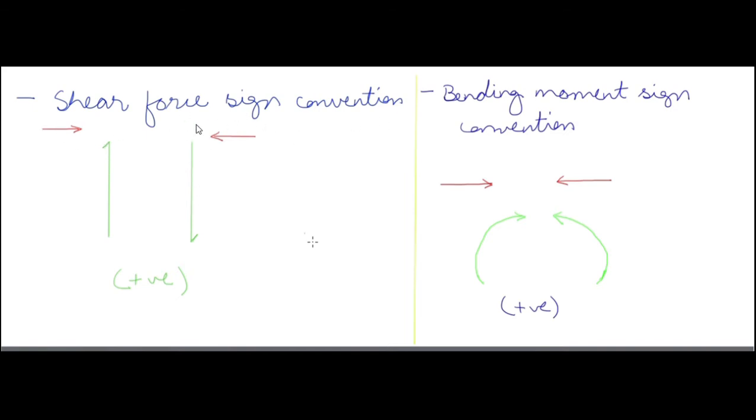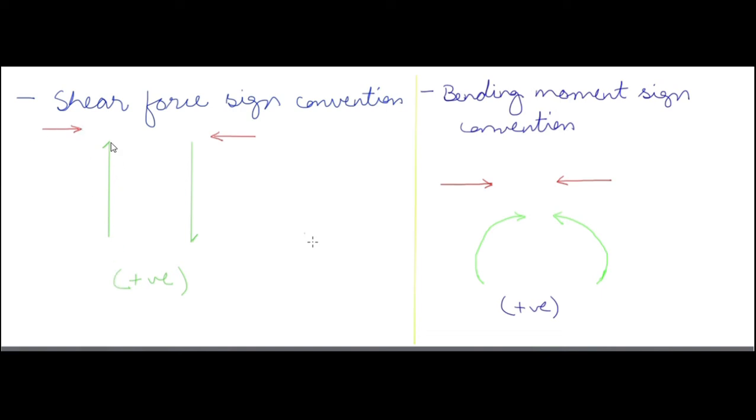So downwards from the left is positive, and if you are considering from the right, then upward shear force will be positive. This is the sign convention for shear force: from the left downwards is positive, and if you are taking from the right, then upward is the positive value.